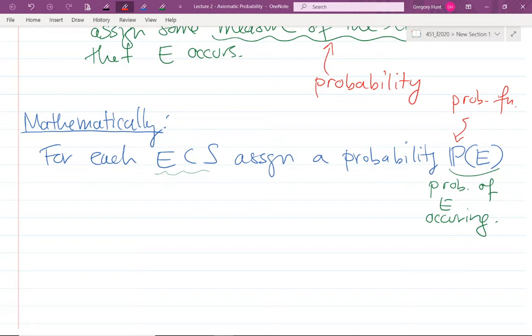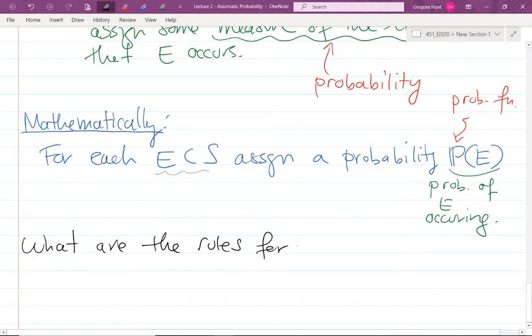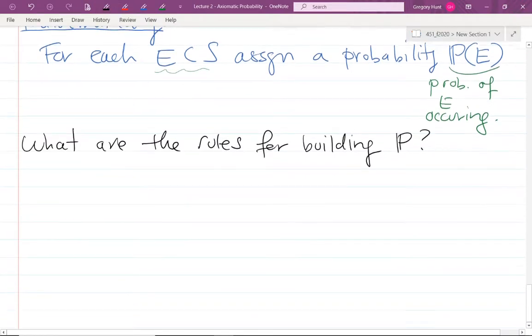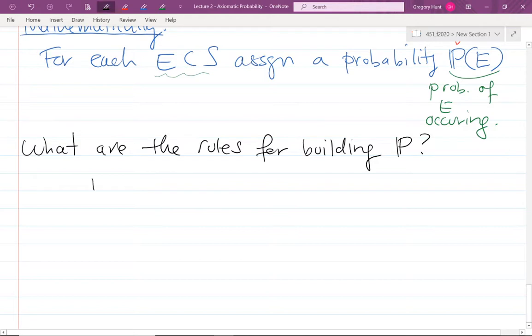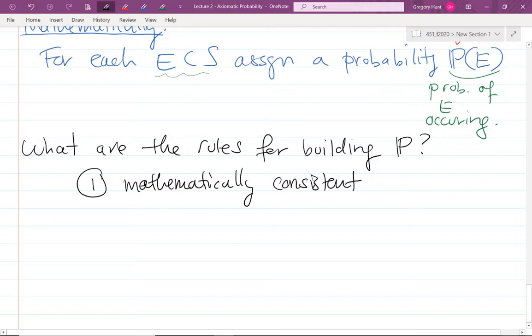And in this lecture, we're going to discuss a valid way of defining a probability function P of E. We're going to have some choice depending on how you want to model the phenomena. You can build different P, but there are certain rules you have to adhere to. So we're going to discuss what are the rules for building a probability function, P. And when we build up this P, of course, we want this probability function P to be, one, mathematically consistent, right? Better be a valid function.